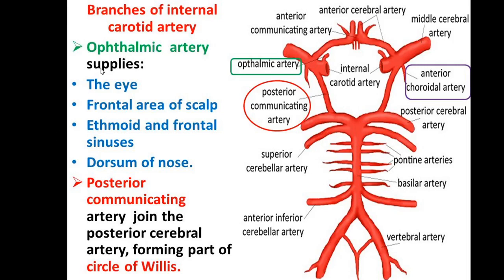The ophthalmic artery supplies the eye, the frontal area of the scalp, ethmoid and frontal sinuses, and dorsum of the nose. The posterior communicating artery joins the posterior cerebral artery, forming the circle of Willis. Here you can see the circle of Willis. This is the posterior communicating artery. This is the anterior choroidal branch given by the internal carotid artery. And here you can see the ophthalmic branch of the internal carotid.